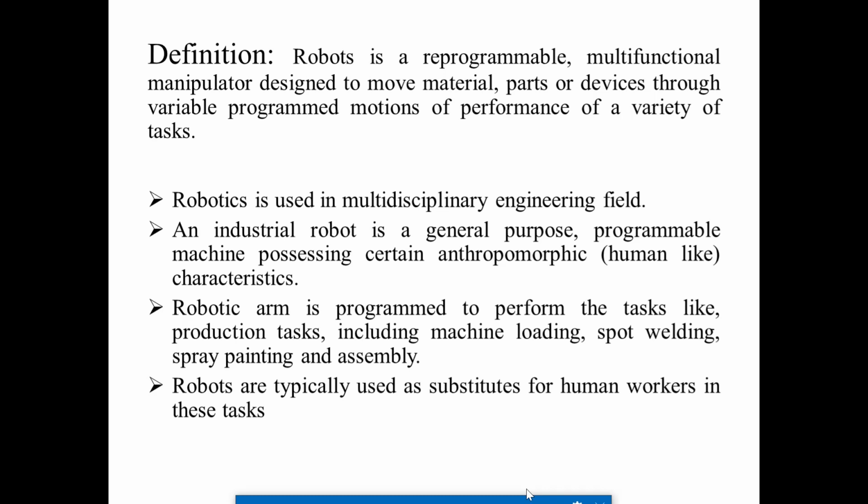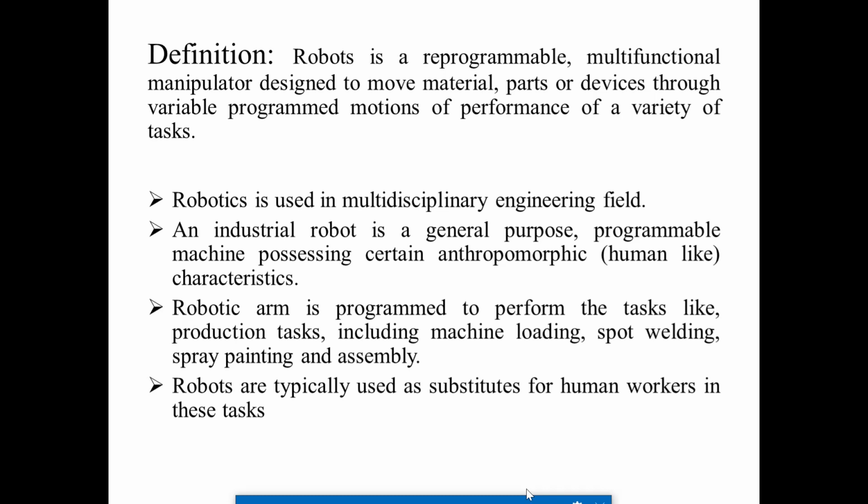A robotic arm is programmed to perform tasks like production tasks, including machine loading, spot welding, spray painting, and assembly. The various tasks that are done by human labor now will be replaced by robots, because they have anthropomorphic characteristics. They can do the same work as a human, like machine loading, spot welding, spray painting, and assembly. Robots are typically used as substitutes for human workers in these tasks.